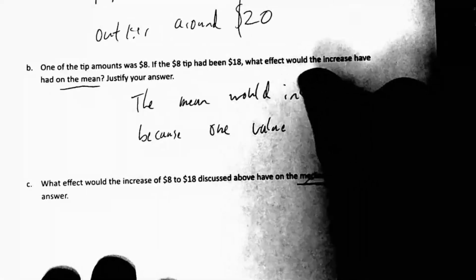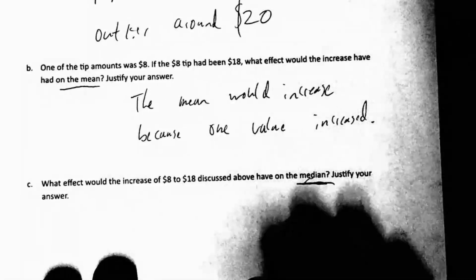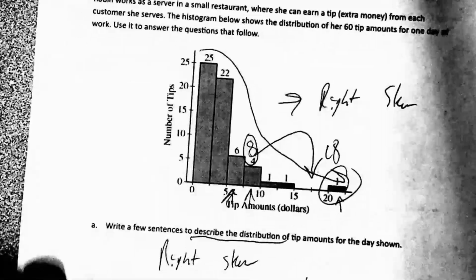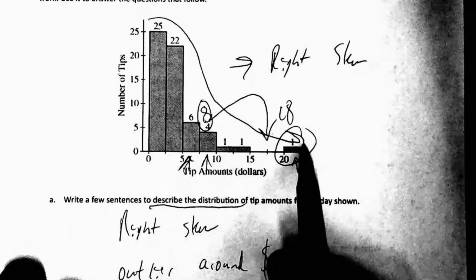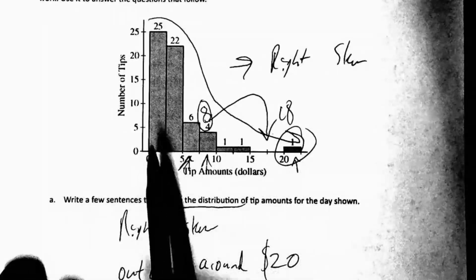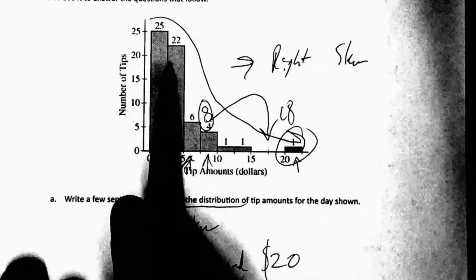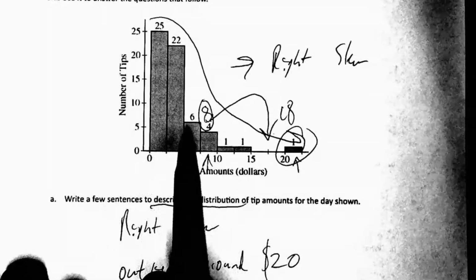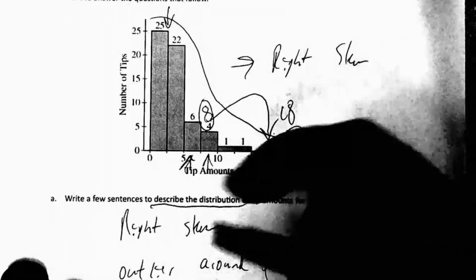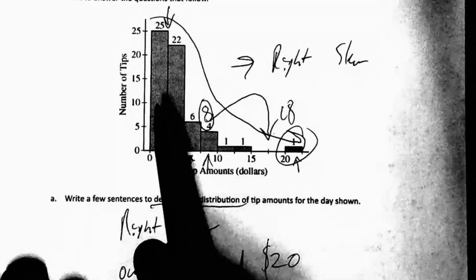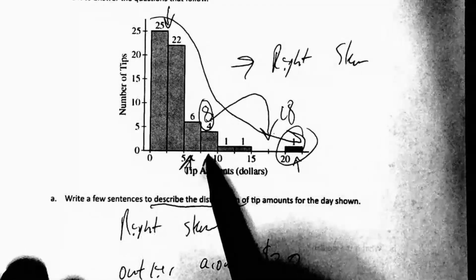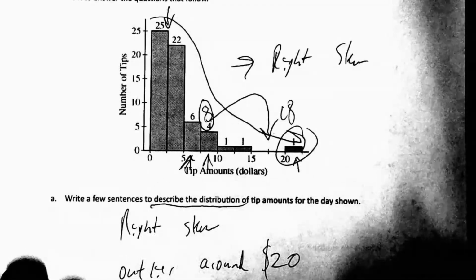What effect would it have on the median? So remember, median is the order. So the effect that it has on the median depends where 8 is in the order. So we can see here, okay, we have 25, 22. The median is somewhere in here, right? The median is about $2.50 because this is where the majority of our data is. So 8 is already above the median, right?